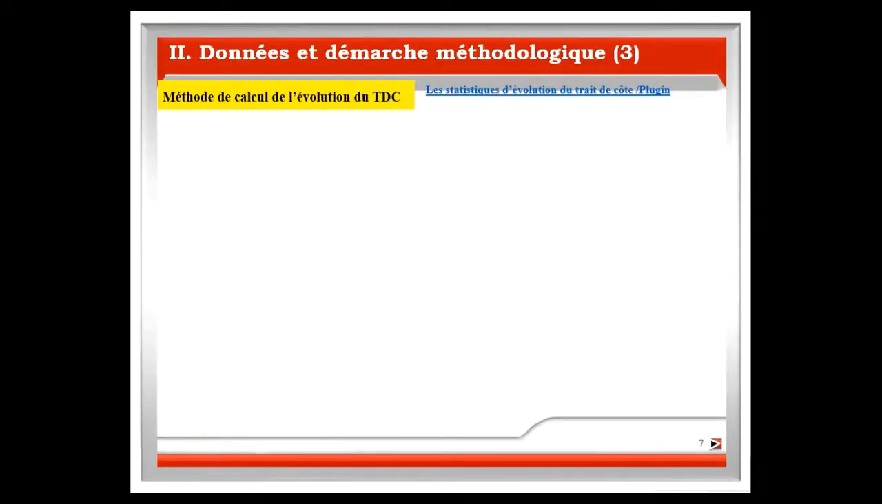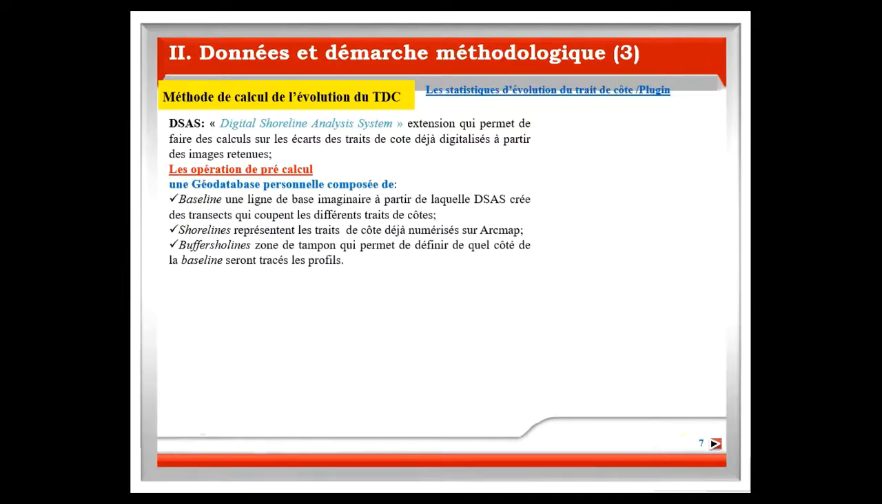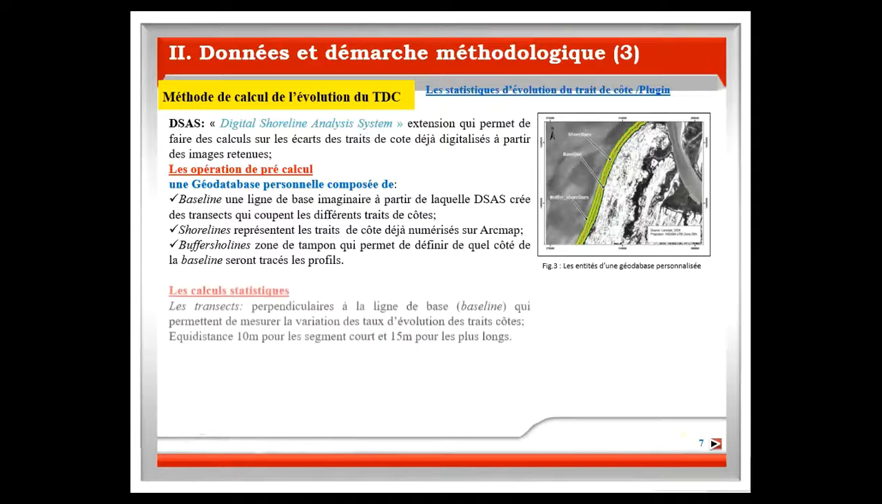Alors, très rapidement, toujours dans la méthodologie, nous avons également l'outil Digital Shoreline Analysis System, comme l'a dit mon prédécesseur ici. Il s'agit de cet outil qui permet de faire des calculs des écarts entre les traits de côte qui sont déjà digitalisés. Il faut d'abord faire une opération de pré-calcul, c'est-à-dire créer une database personnelle constituée de trois entités : la ligne de base sur laquelle les transects vont prendre source, les shorelines, c'est-à-dire les traits de côte qui ont été déjà digitalisés dans un autre environnement, et une zone tampon pour stabiliser l'environnement dans lequel le calcul est réalisé.